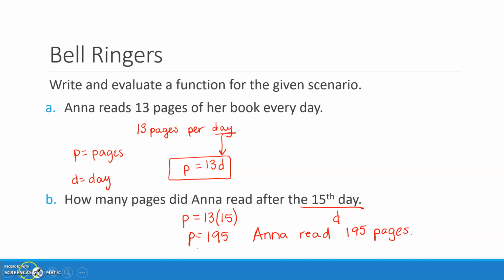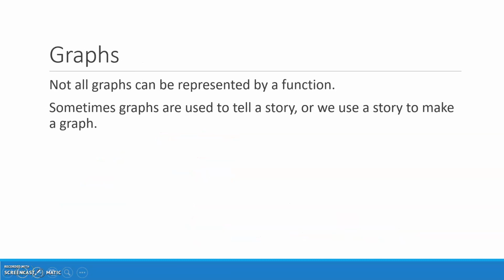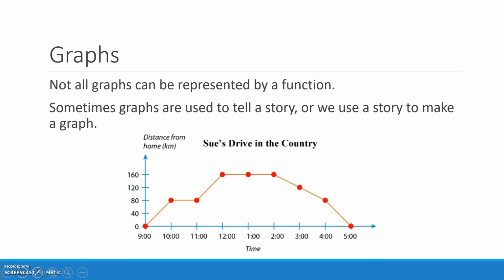All right, so let's look at what we've got for today. So we've been looking at different types of graphs, and one important thing to know is that not all graphs can be represented by a function. We looked at things like 2x plus 3 in that graph, and it made a straight line. But sometimes graphs are used to tell a story, or we use a story to make a graph. We are going to work with them in both ways. So let's see what we've got.